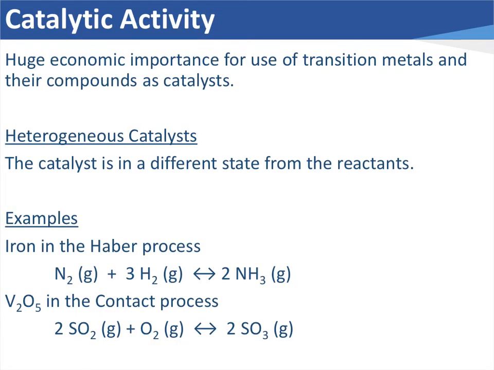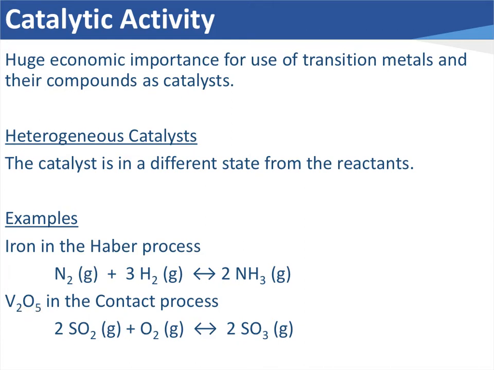Transition metals have huge economic importance in terms of catalytic activity. Just a couple simple examples. The Haber process is the use of nitrogen and hydrogen to form ammonia. This is an incredibly important reaction. During World War II, it provided fertilizer to grow food and also nitrogen compounds for explosives. So there's a fair amount of controversy, maybe not exactly the right word, but a fair amount of discussion that goes on about Fritz Haber and his development of this reaction.